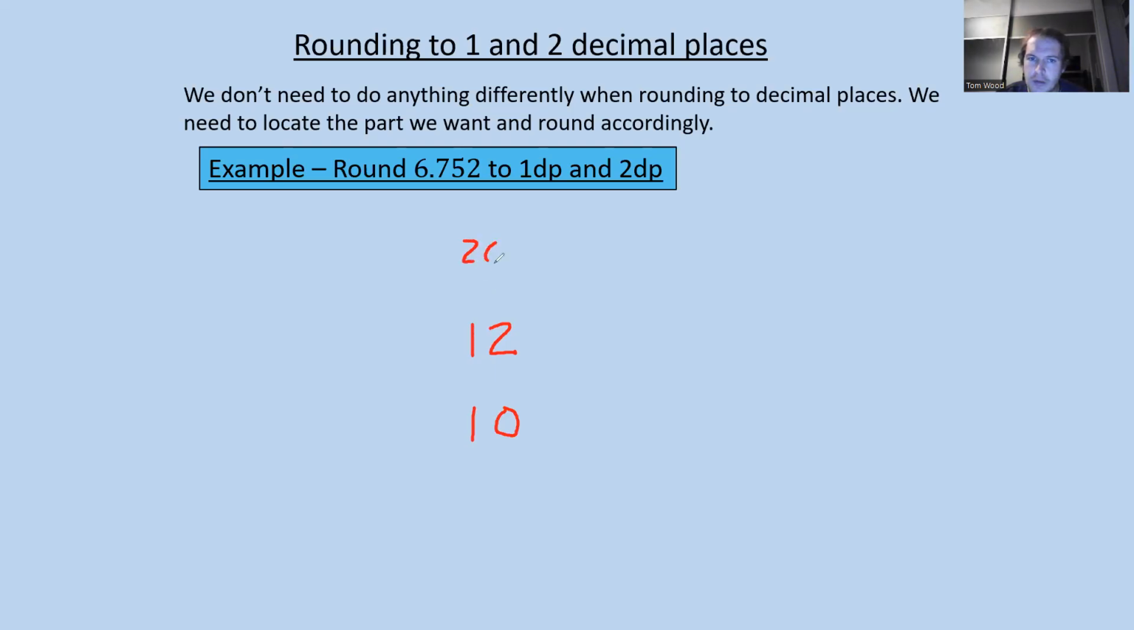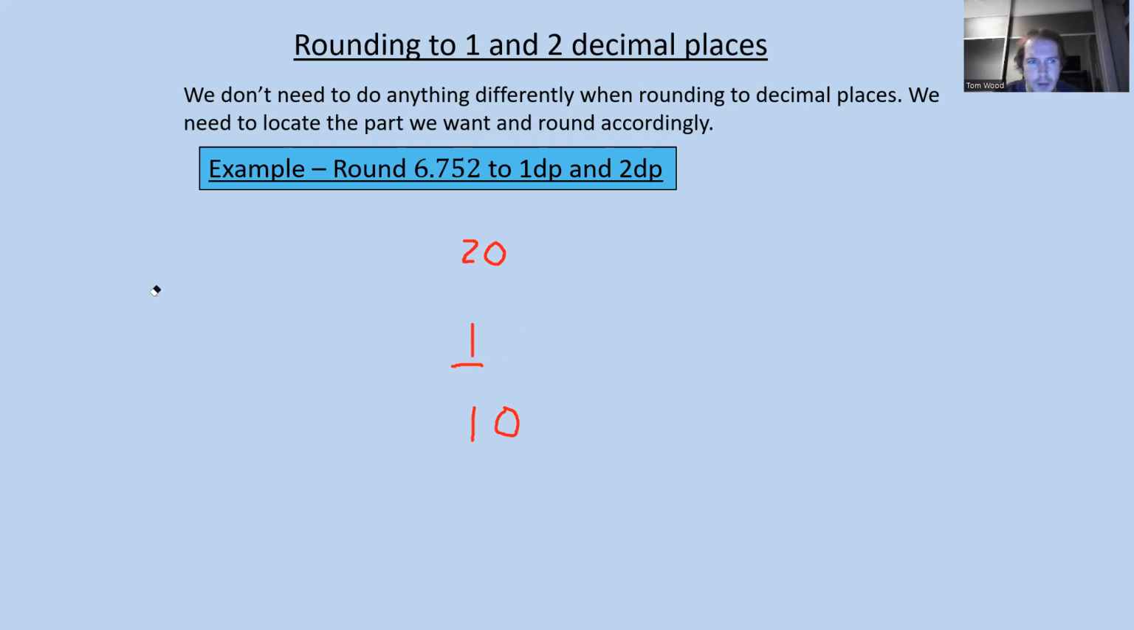So from 12, if I'm rounding to the nearest 10, all I'm saying is, well, which is it closer to here? Is it closer to 10 or is it closer to 20? Because the 2 puts it in between those 2 values. Now, because the 2 is lower than halfway, it's going to round down. If I've got 12 pounds, I'm closer to having 10 pounds than I am to having 20.